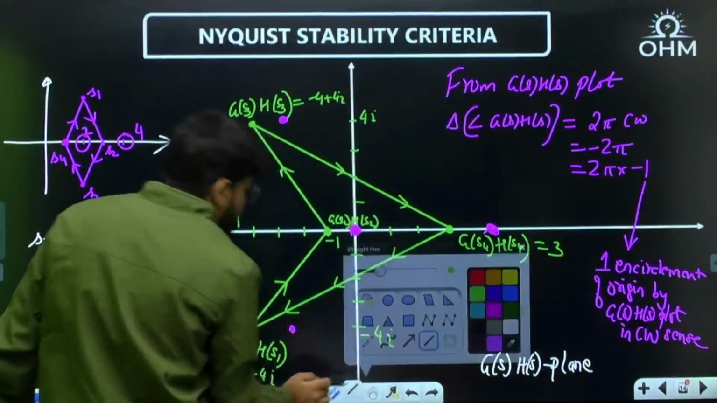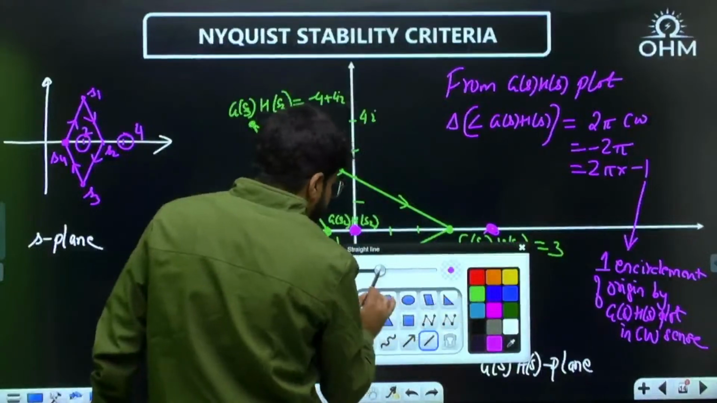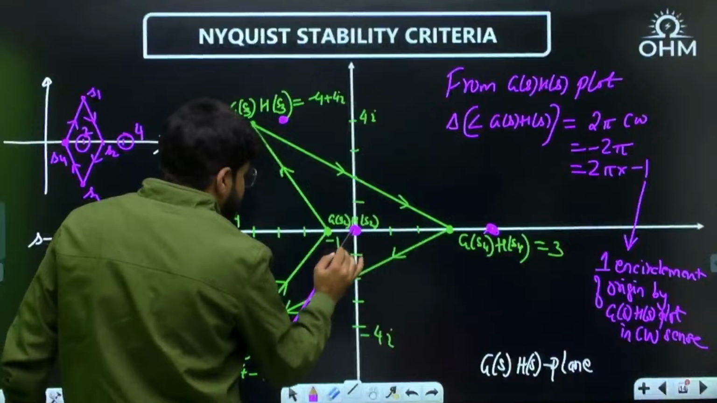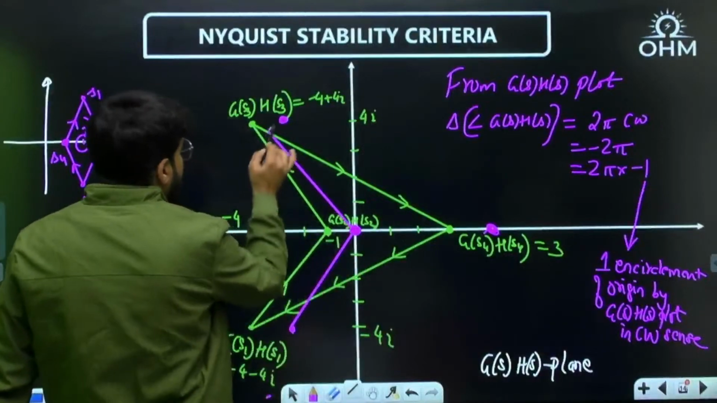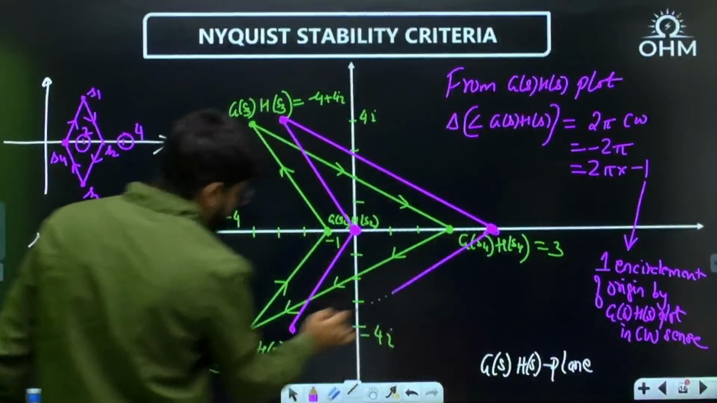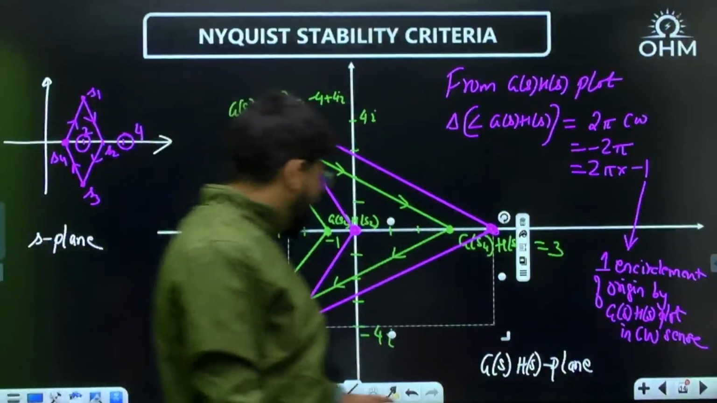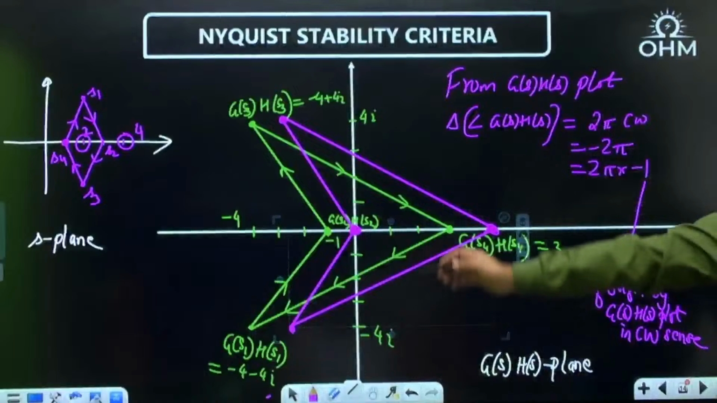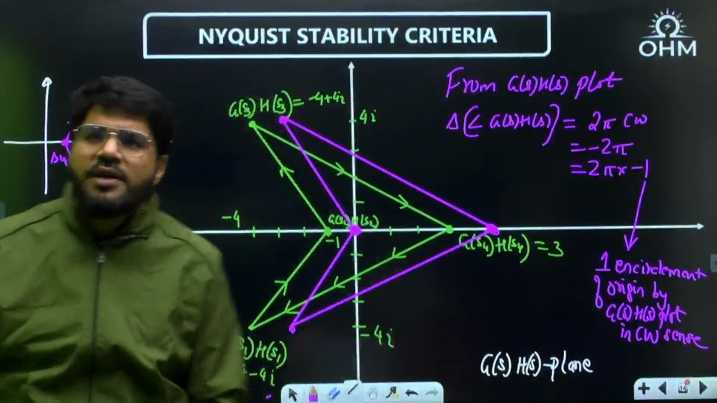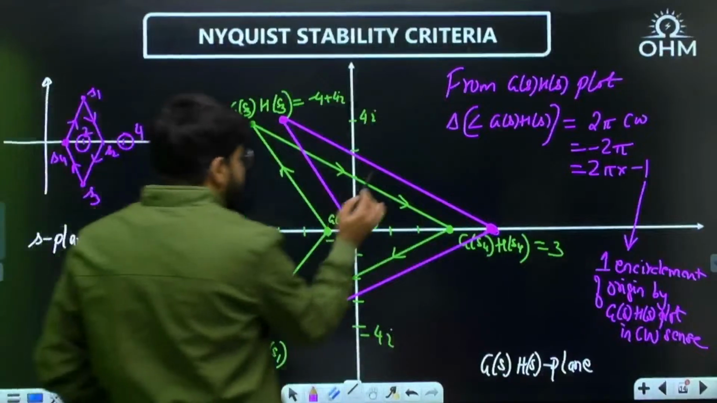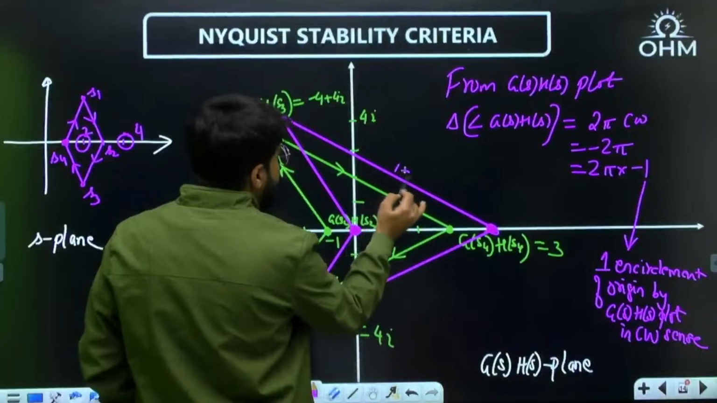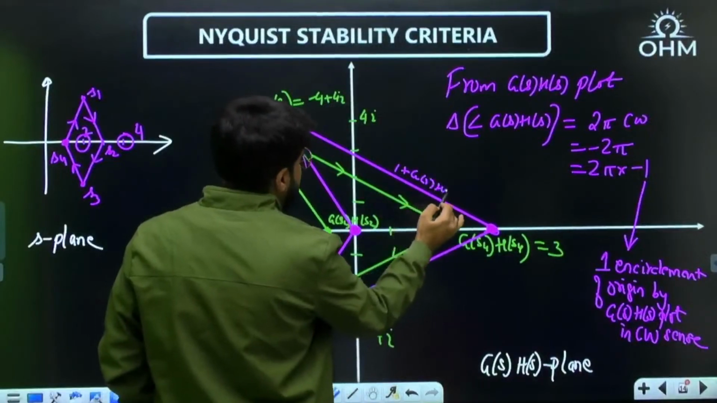I'll show you that plot. Let me join these points. This is my first point, second point, third point, fourth point, back to the first point. Now when you compare both, the pictures are in front of you, exact same shape. What is the only difference? The green one is the G(s)H(s) plot. This is the 1 plus G(s)H(s) plot.